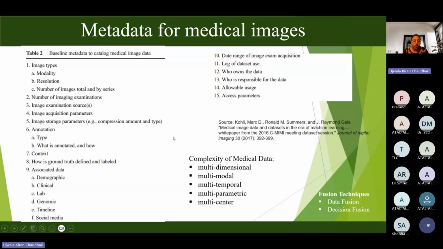Then ground truth is also important. Ground truth can be the expert's opinion, maybe multiple experts saying the same thing, or a laboratory result, like the histopathology or biopsy report. What the biopsy report says is also considered ground truth. Then there is associated data we should also consider, like demography, clinical data, laboratory, genomic, timeline, social media.